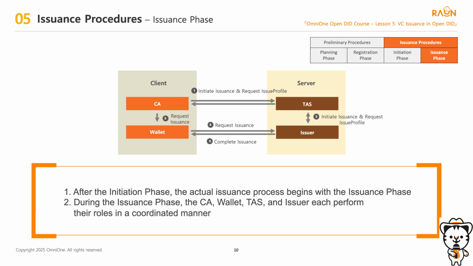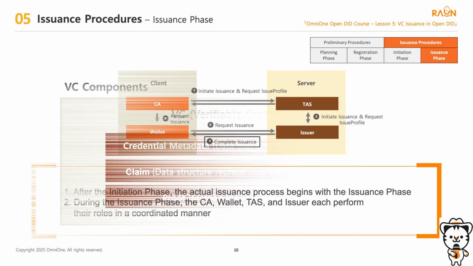Following the initiation step, the issuance process begins. First, the client sends a request to initiate issuance and asks for the issue profile. This request is relayed to the issuer via the touch, and the issuer sends back a response to the client. Next, the wallet sends the actual issuance request, rather than the client app directly. That's because the VC must be securely transmitted and stored, and the wallet is designed to ensure end-to-end security. The request goes from the wallet to the issuer, who then verifies the user's eligibility and issues the credential. That completes the issuance process.